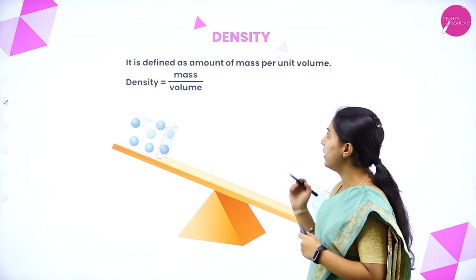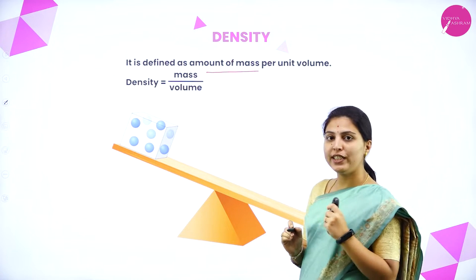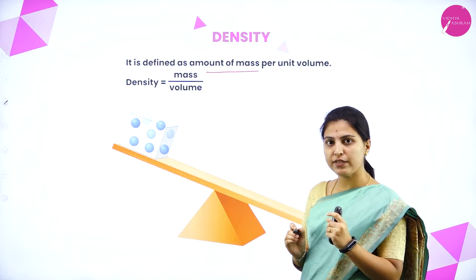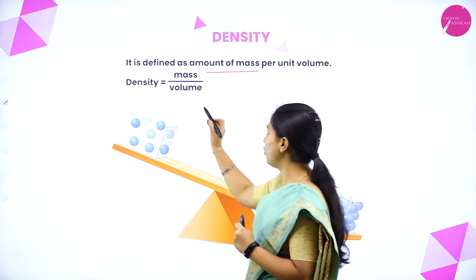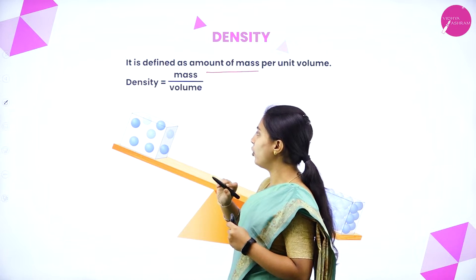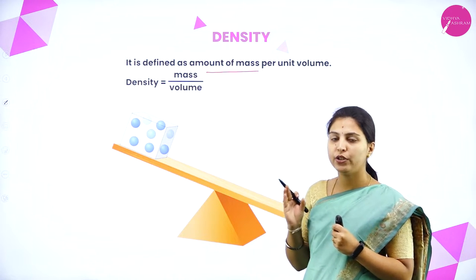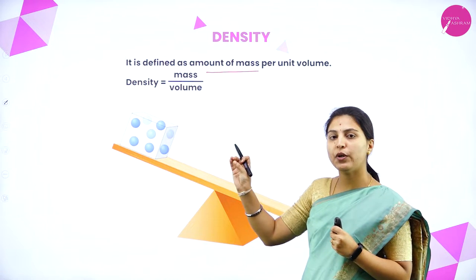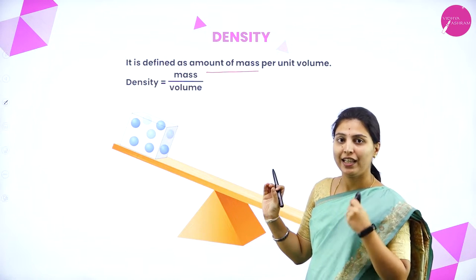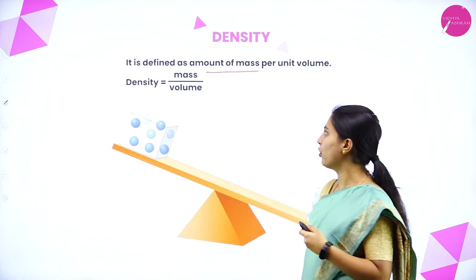Next, density. It is defined as the amount of mass per unit volume. See, this is the formula to identify the density: mass by volume. The amount of mass present per unit volume. One unit of volume will hold a certain mass. For that reason we consider density as mass by volume.